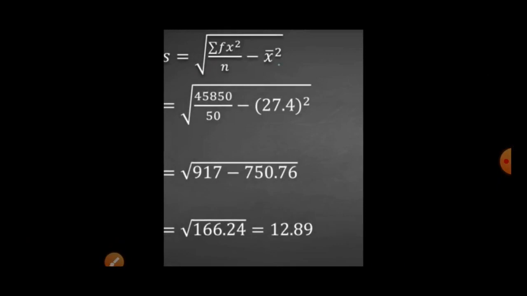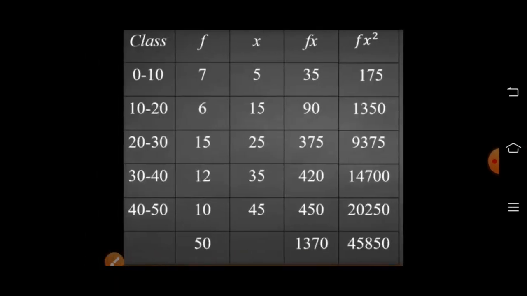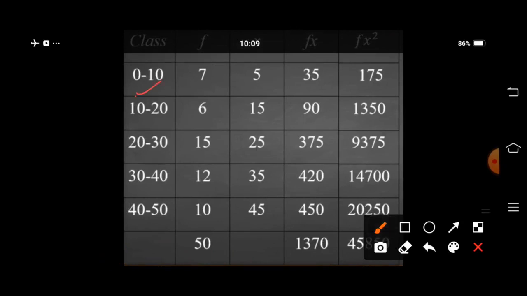s equal to under root of sigma fx square upon n minus x bar square. For that we need fx square. So now add more column here. We are having class column, then we are having this column also, we are having this also. Now we require fx square. So how to find out fx square?